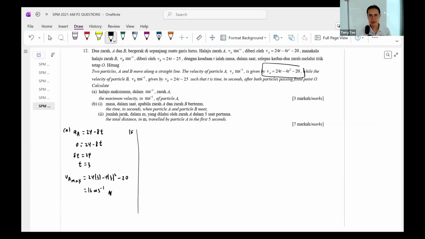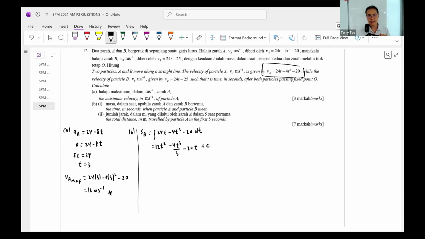All right, next, find the time in seconds when particle A and B meet. Now, when will they meet? When displacement of A equals to displacement of B. So to find displacement of A, you got to integrate your velocity. Integrate velocity, you get displacement. So integrate one by one. This will be t squared divided by 2. 24 divided by 2 is 12. This is 4t cubed over 3 minus 20t plus c.